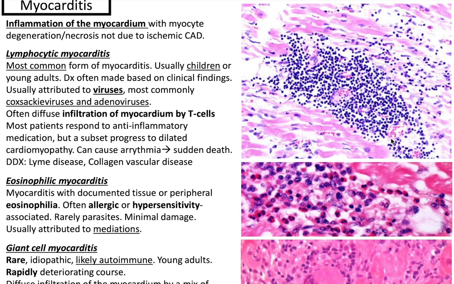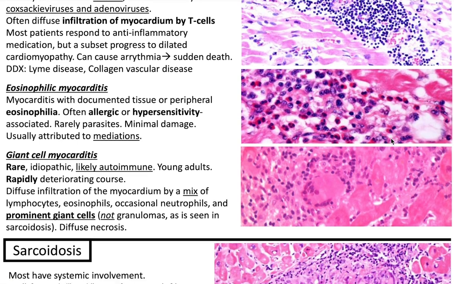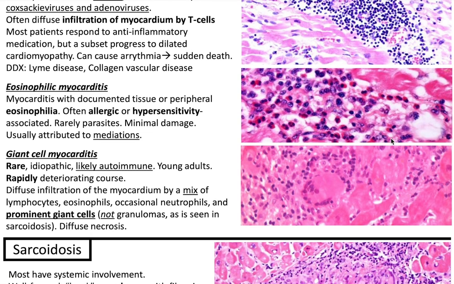Differential diagnoses include Lyme disease and collagen vascular disease. Eosinophilic myocarditis. This is myocarditis with documented tissue or peripheral eosinophilia, often allergic or hypersensitivity associated. Rarely it's due to parasites. You have minimal damage and usually attributed to medications.